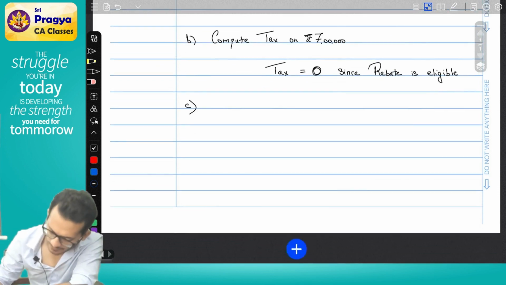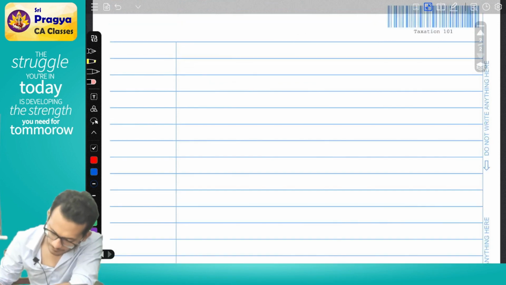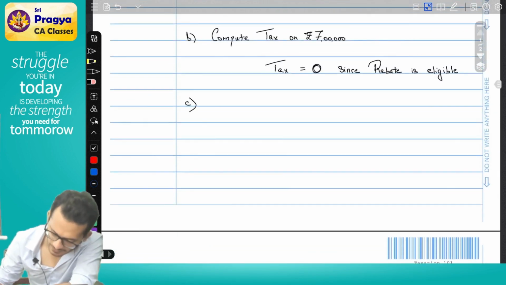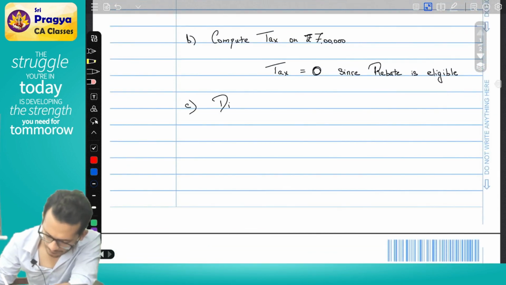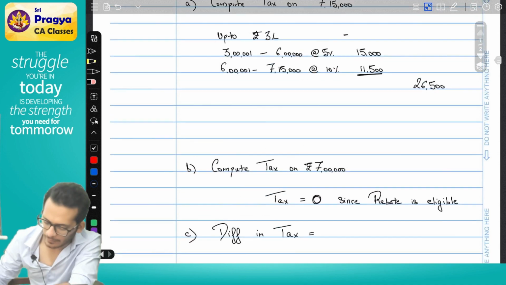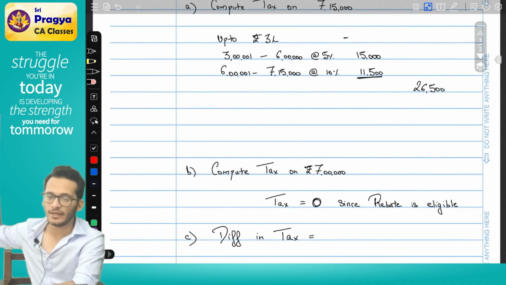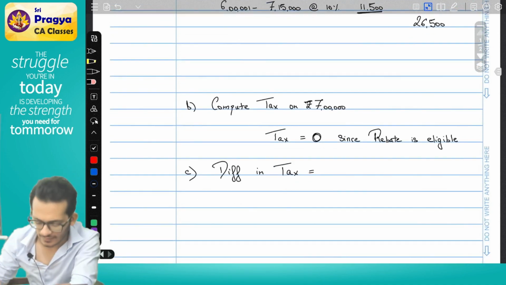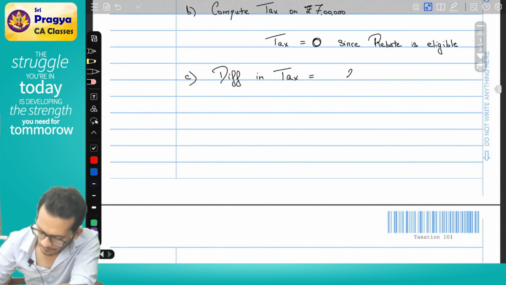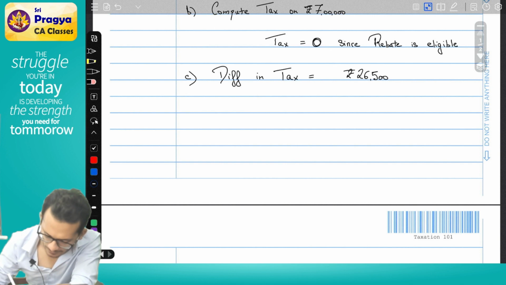Yes, step number 3. What is step number 3? Difference in tax. What is difference in tax? Step number 1, the tax was 26,500. Step number 2, the tax is 0. So therefore, the difference in tax will become 26,500.